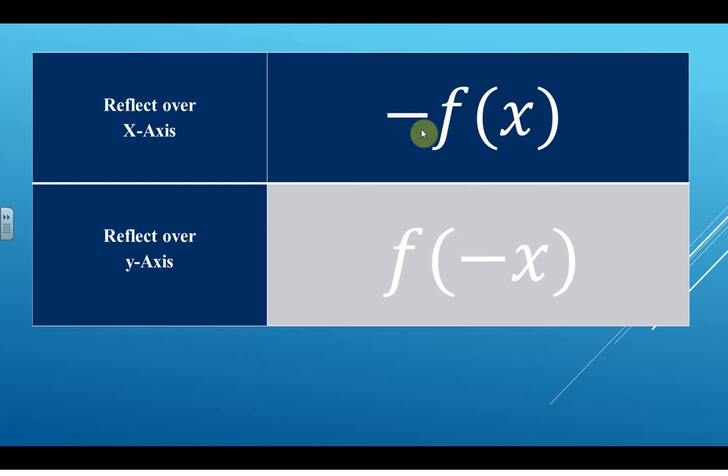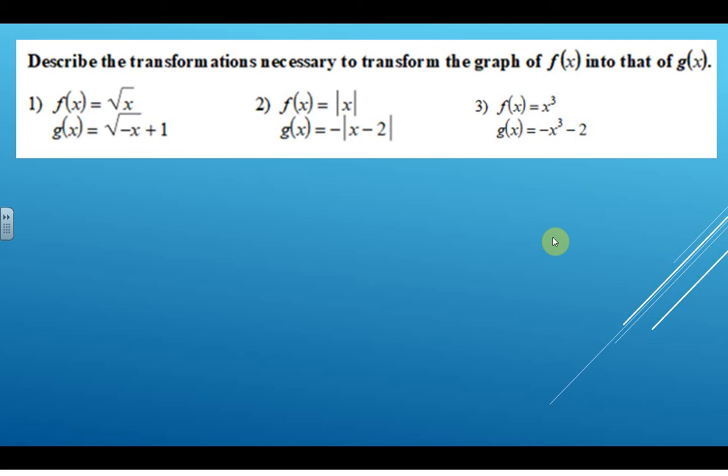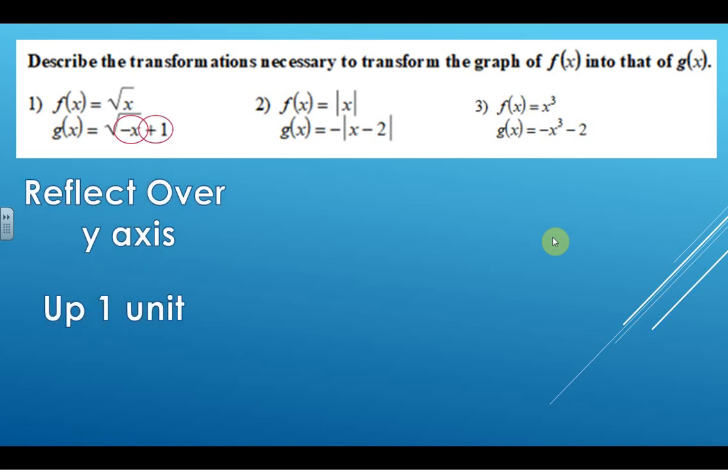So realize when we say outside of the function, we mean this. When we say inside of the function, we mean this. Okay. So snap, what's happening? Now realize everything else that we already talked about is still going to occur. So I see a negative inside of the radical, therefore it's a y-axis reflection. And that +1's still hanging out, so that's an up 1. All right. On the second one, I see a negative on the outside, so I know it's going to reflect over the x-axis, and then -2 means it's going to go right 2.